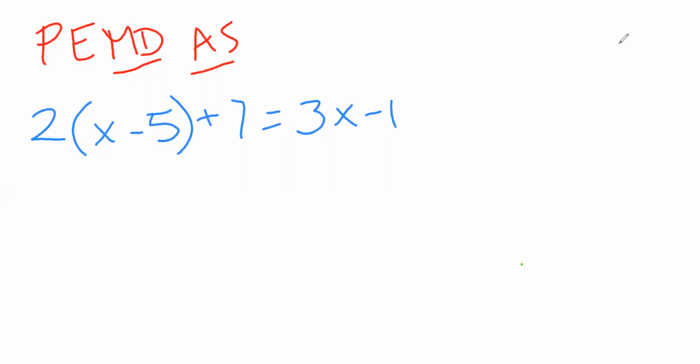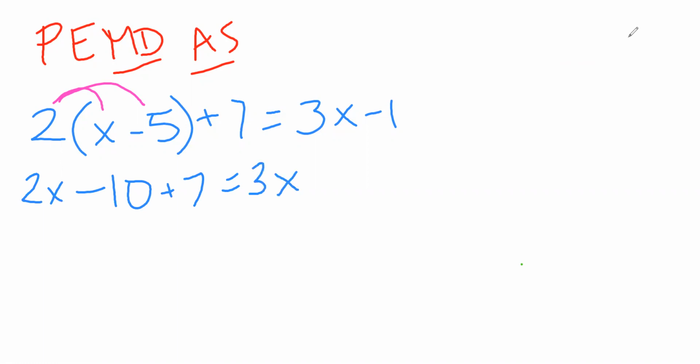The first thing we want to do here is distribute through the parentheses, right? So we have this 2 right here. We're going to want to distribute that through the parentheses. So let me just use a little pink one here to represent the distribution. Now, remember, this is multiplication right here. So we have 2x, because that's just how you multiply 2 times x, minus 10, because 2 times 5 is 10, plus 7 is equal to 3x minus 1.